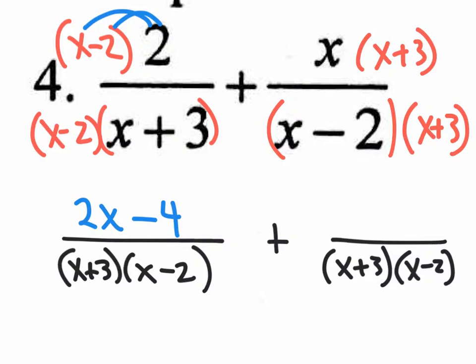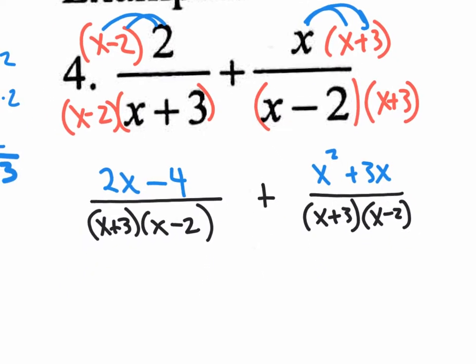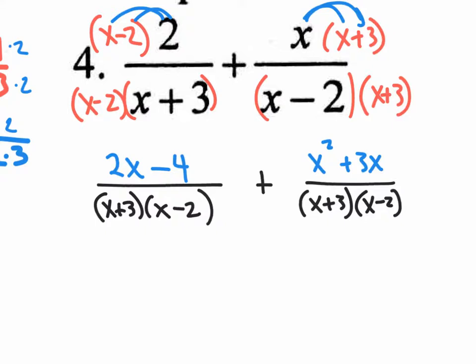So up on top, when I distribute x times x, I want to get x squared. X times 3, I want to get 3x. And ladies and gentlemen, we have changed both fractions that had different denominators. We changed both fractions to new fractions with a common denominator, which means now I'm able to actually add the top with the top. So the next step here would be to rewrite our answer with that LCD, the denominator, x plus 3 times x minus 2.